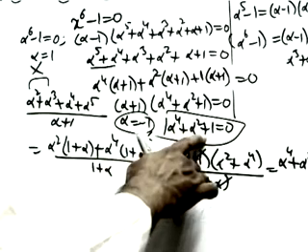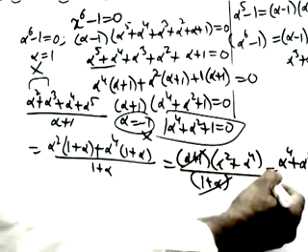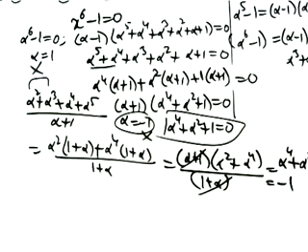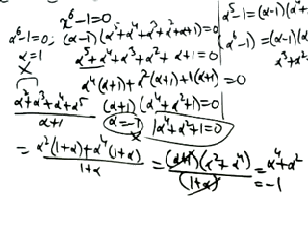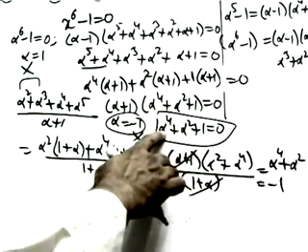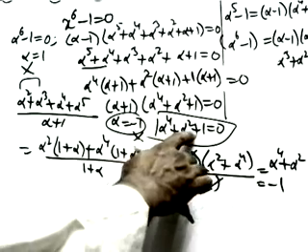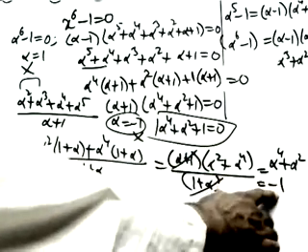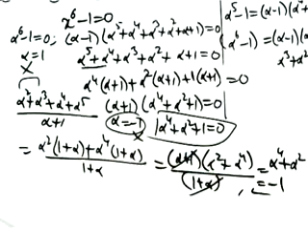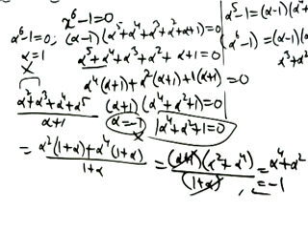Now you can take the value from here. Alpha power 4 plus alpha square plus 1 equals 0; bring this 1 to the other side, it will be minus 1. So from this equation, alpha power 4 plus alpha square will be minus 1. So in this place we can write minus 1. So the answer is minus 1.